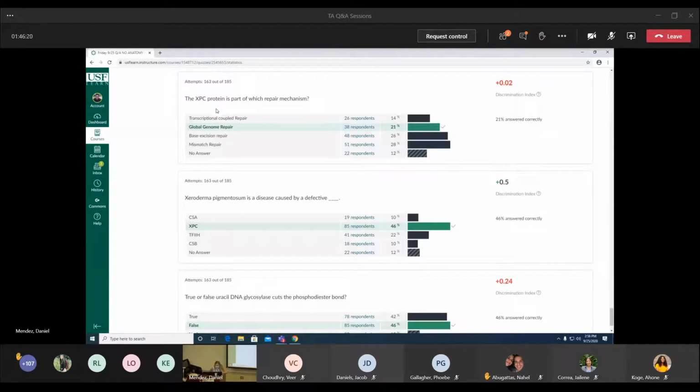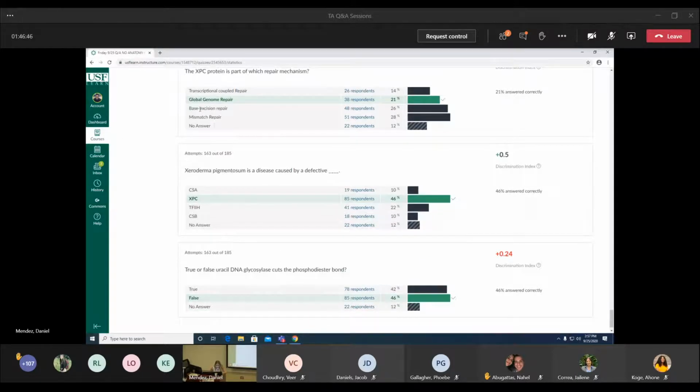Okay. The XPC protein is a part of which repair mechanism? So you kind of just have to know, he gave you a list of certain proteins that he wants you to remember. So you just have to be able to associate those with their repair mechanisms. And this is the first one that we go over that does disrupt the phosphodiester bond. So just make a note of that. And just make a note of this XPC.